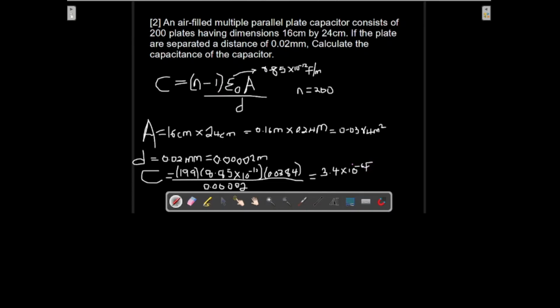But look at this 10 raised to the power negative 6. Do you remember what we call it? This is also called mu, which is micro. So we could have just said the answer is 3.4 microfarad. All right, so that's another way you can find the final answer there. So these two answers are correct.